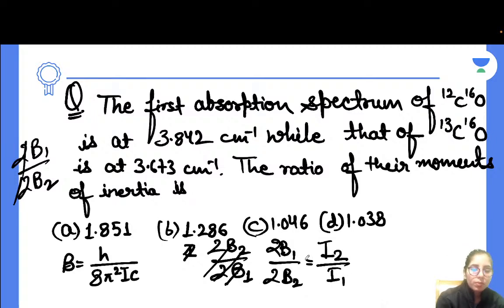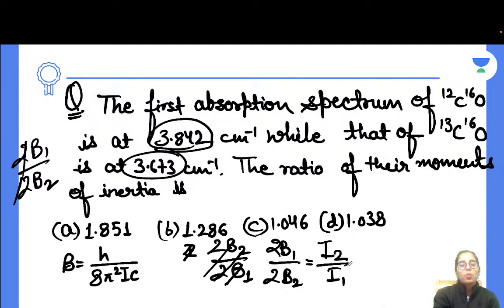So in this case, what will happen? It's going to be 2b1 upon 2b2. This is this upon this. Done. And that is the ratio of moment of inertia as you will be getting. So it will be approximately 1 point something, the value given in option C. And that's how you're reaching the final answer.